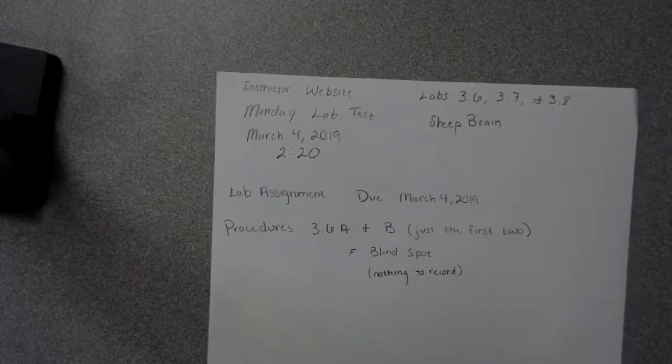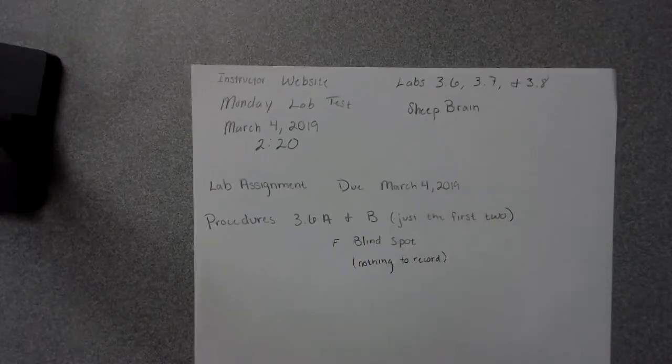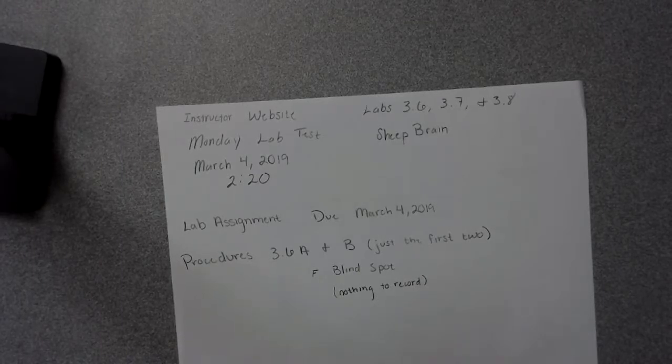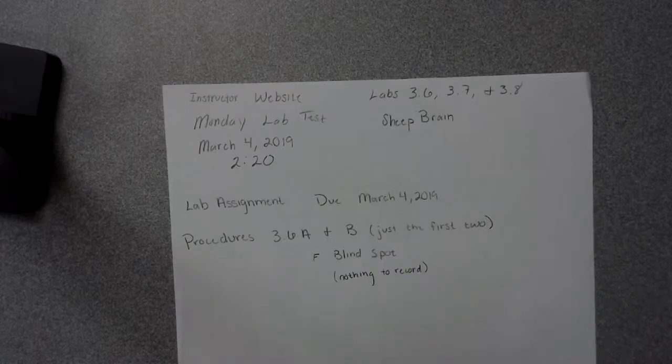So let me flip this over real quick. These are the details about the lab tests and the lab assignments, which are due March the 4th. So 3.6, 3.7, and 3.8 were assigned, and then 3.6 A and B, just the first two, and then F, the blind spot, nothing to record.